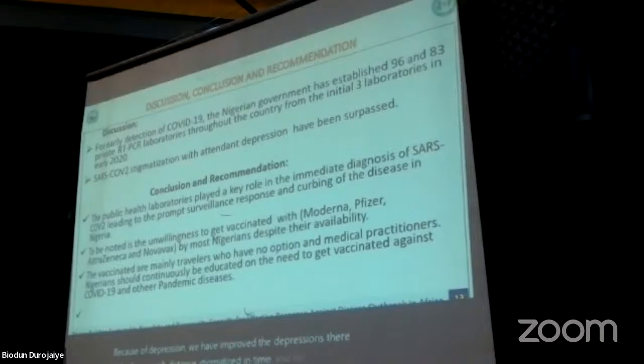And in conclusion, it's advised that the public should take their vaccines to prevent this pandemic or future pandemics. Thank you very much.